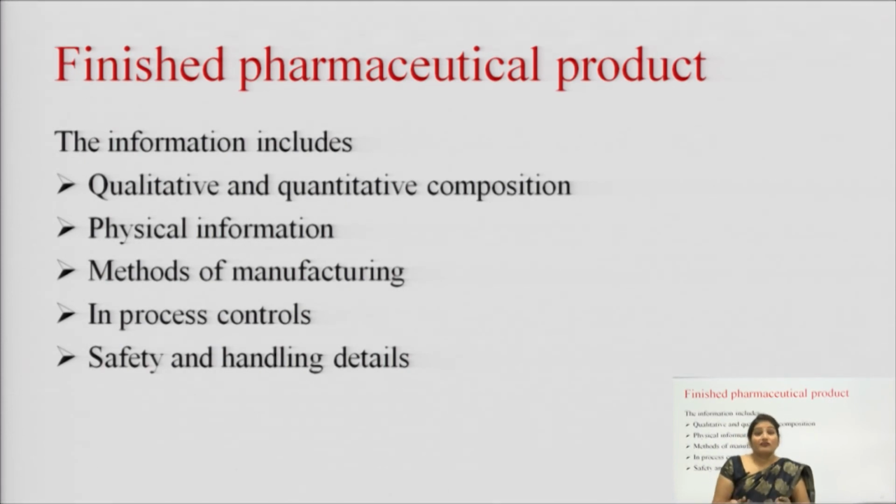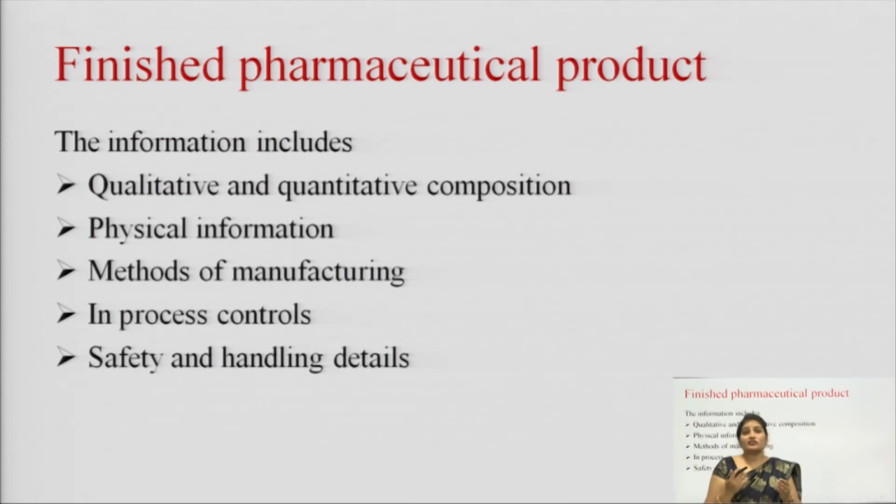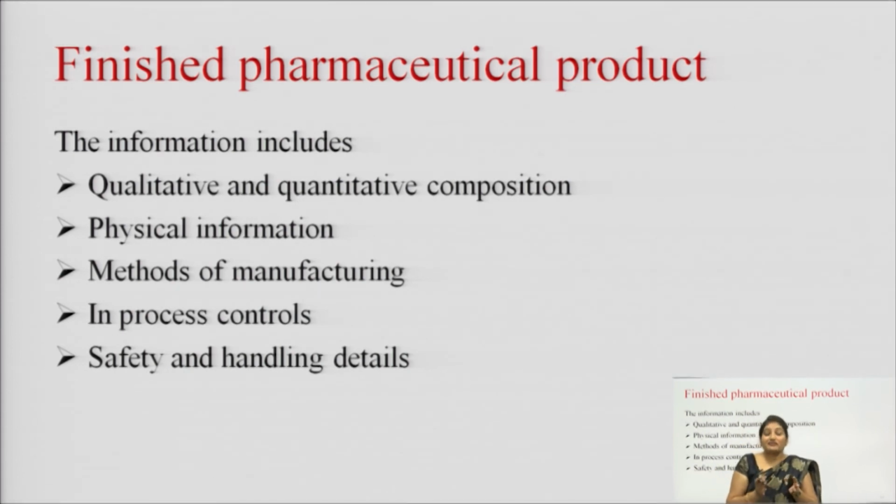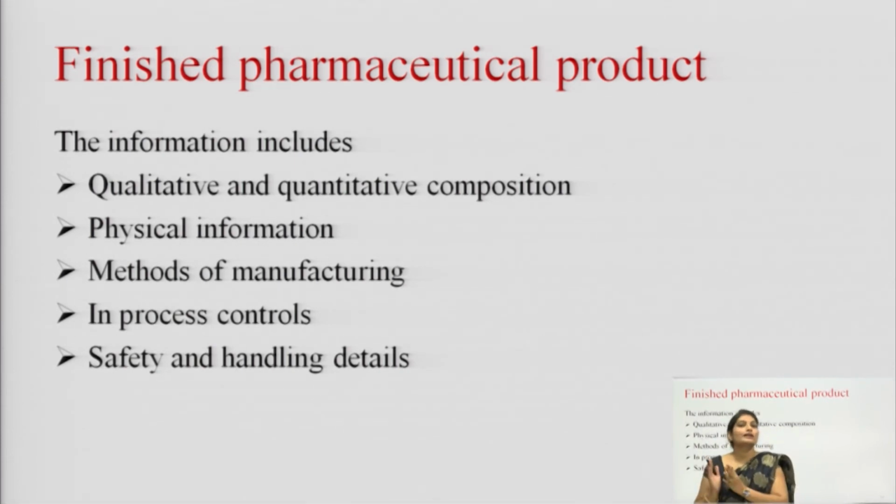Methods of manufacturing, which type of method we are using for the manufacturing of product. Suppose in case of tablet there are 3 different methods that we can use for the manufacturing of product, but which method we are following, that should be communicated to the receiving unit by the sending unit. In process controls means in the ongoing process, on which step we have to specially take care, what are the various control points, what are the hold points, which can affect our product adversely, all the information related to that should be transferred to the receiving unit.